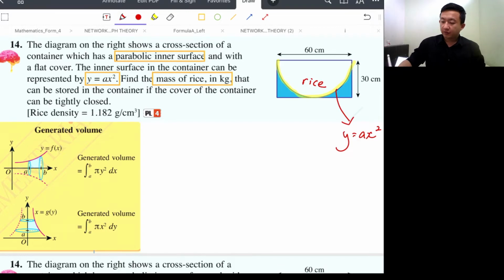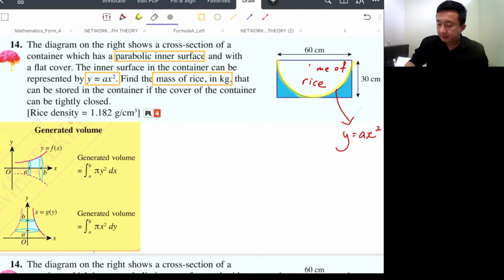To find the mass of the rice, maybe you can first look for the volume of the rice, hence converting volume to mass. Okay, we need to find the volume of the rice here, the volume of these 3D objects. Any idea? The volume of these 3D objects, we're going to find by using integration.